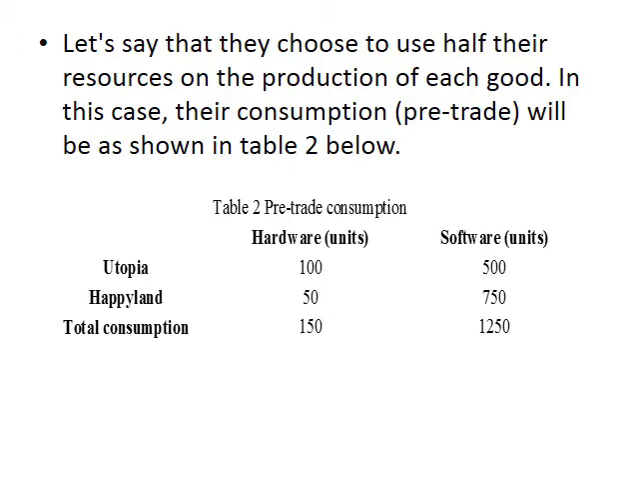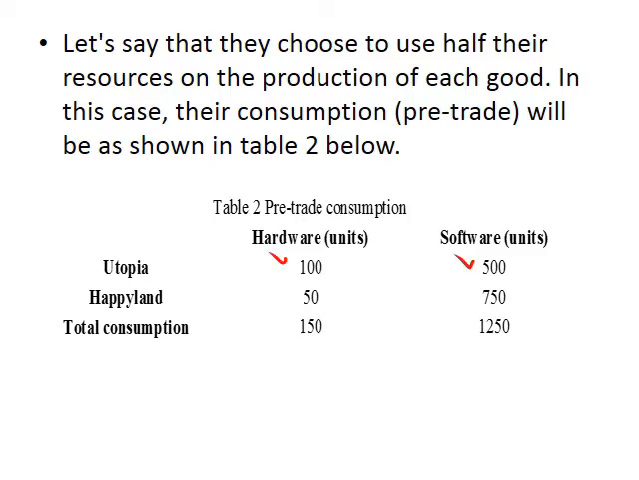If we went back to the initial graph focusing on Utopia, their options were 200 of hardware or 1,000 of software. And so if they're going to dedicate half their resources to each, instead of being able to produce 200 hardware or 1,000 of software, they're going to produce 100 hardware and 500 of the software.